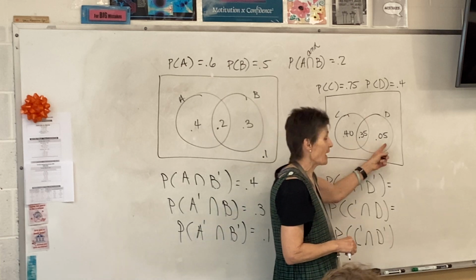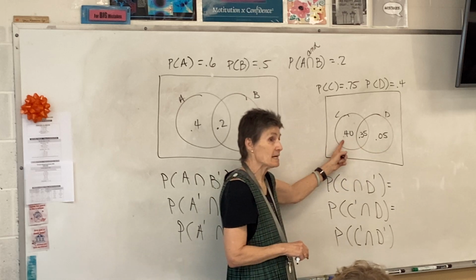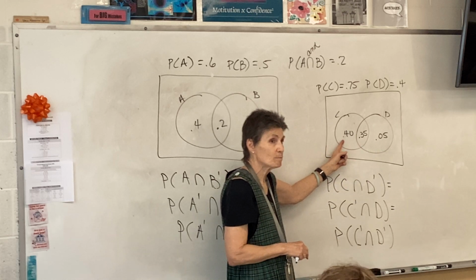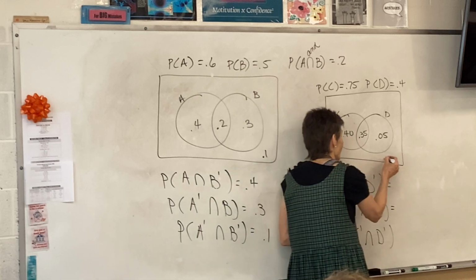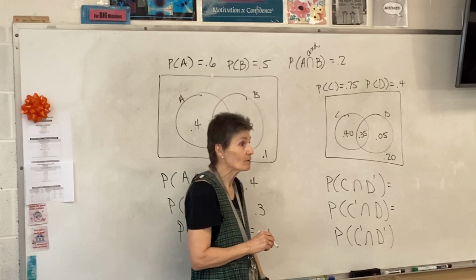Now, what do these add up to? 0.8. Those add up to only 80%, which means what? 0.2. There are 20% of the people who don't like carrots or donuts.